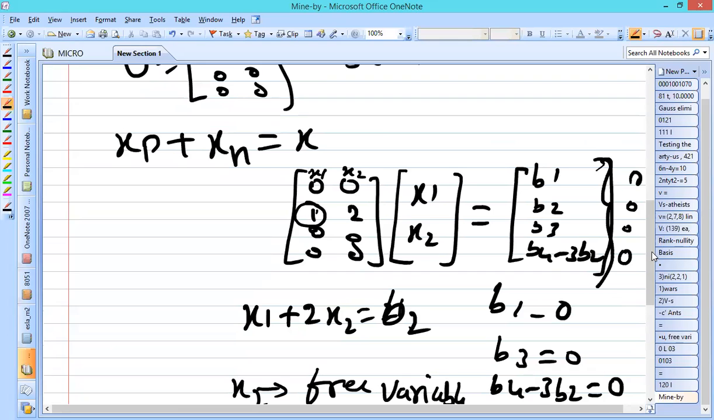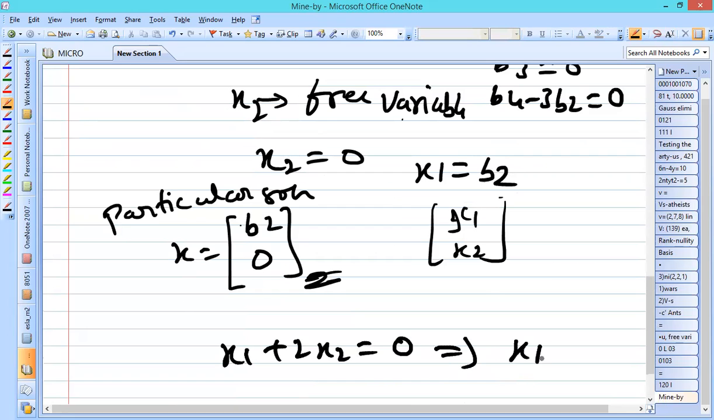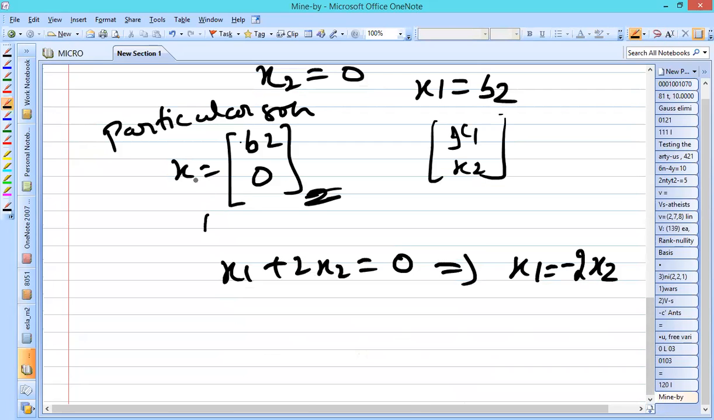So here if we have that, we can write x1 plus 2x2 is equal to 0, which implies that x1 is equal to minus 2x2. So here we can write the special solution. This particular solution, I'll be representing as xp, the special solution obtained for the null space.